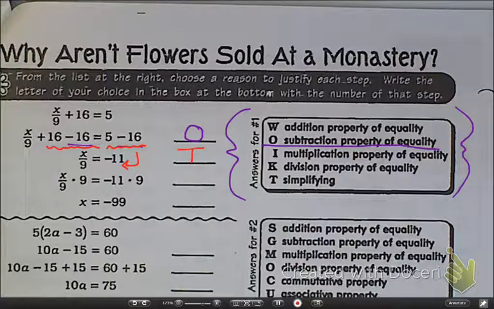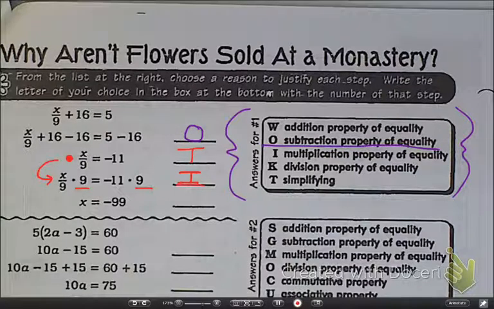Now from that step to the next, let me erase some of this so we can have a cleaner slate. From that step to the next, I look again, and I see that x is being divided by 9. And so from this step to the next one, essentially what they did is they wanted to do the inverse operation of divided by 9, so they multiplied by 9 on both sides. So they multiplied on the left-hand side, and they multiplied by 9 on the right-hand side. So if I look over here at my answers, I see, again, W is addition, O is subtraction, I is multiplication. So this is going to be an I. I should probably make that into a better I. There we go.